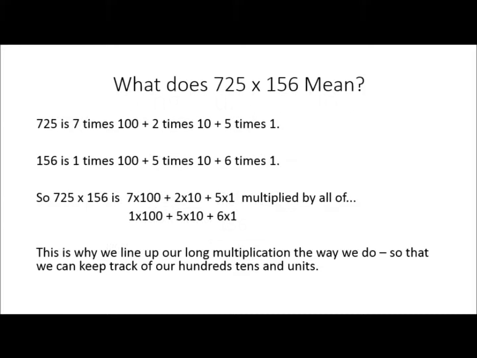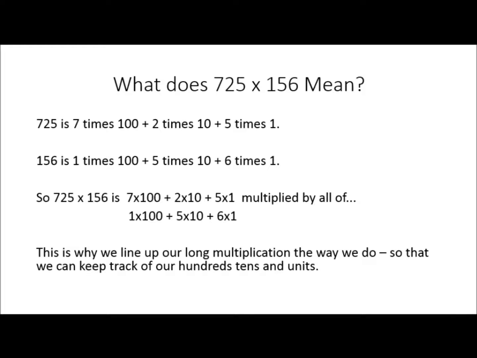Okay then, so what does 725 times 156 mean? Well, 725 is 7 times 100 plus 2 times 10 plus 5 times 1, which is the same as 7 in the hundreds column, 2 in the tens column, 5 in the units column. And by the same reasoning, 156 is 1 times 100 plus 5 times 10 plus 6 times 1. So 725 times 156 is the same as saying 7 times 100 plus 2 times 10 plus 5 times 1, all of which is multiplied by all of 1 times 100 plus 5 times 10 plus 6 times 1.